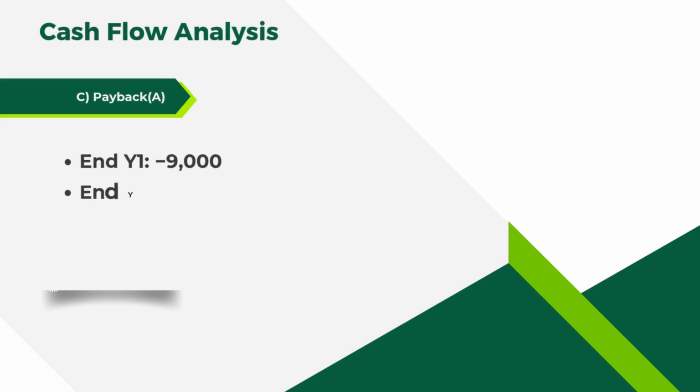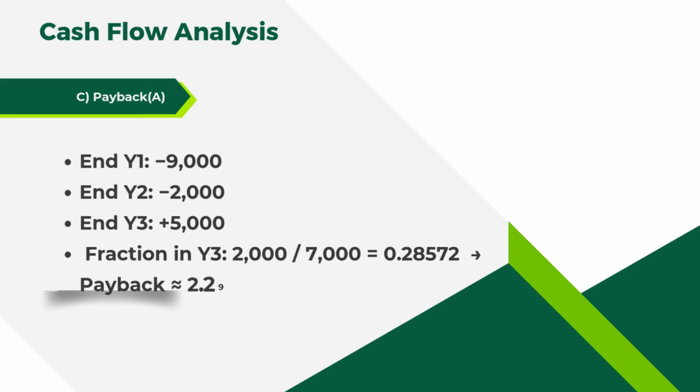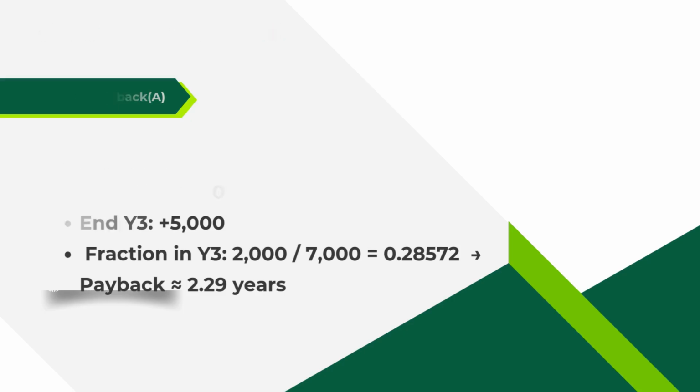C, Payback A, simple. End of year 1: negative 9,000. End of year 2: negative 2,000. In year 3 we get plus 5,000. Fraction in year 3: 2,000 divided by 7,000 equals 0.28572. Payback equals 2.29 years.